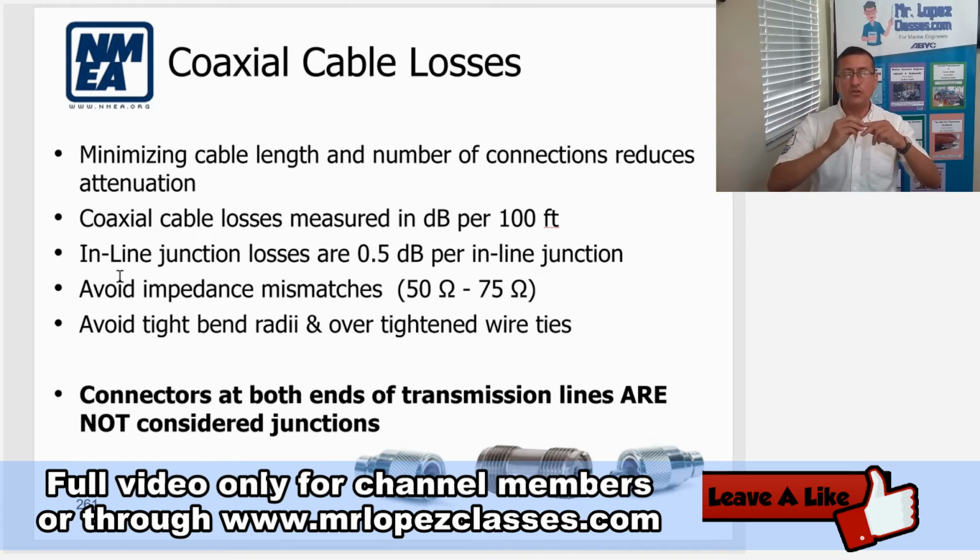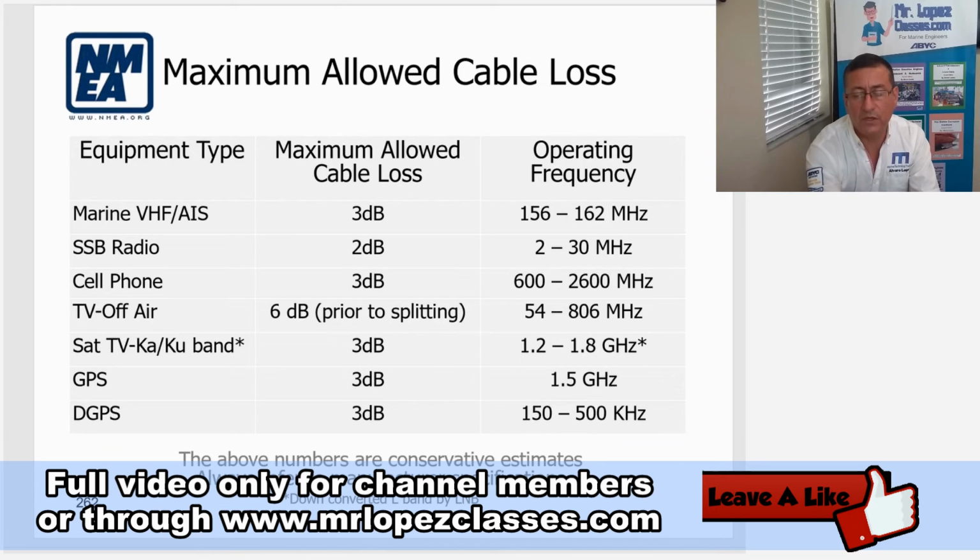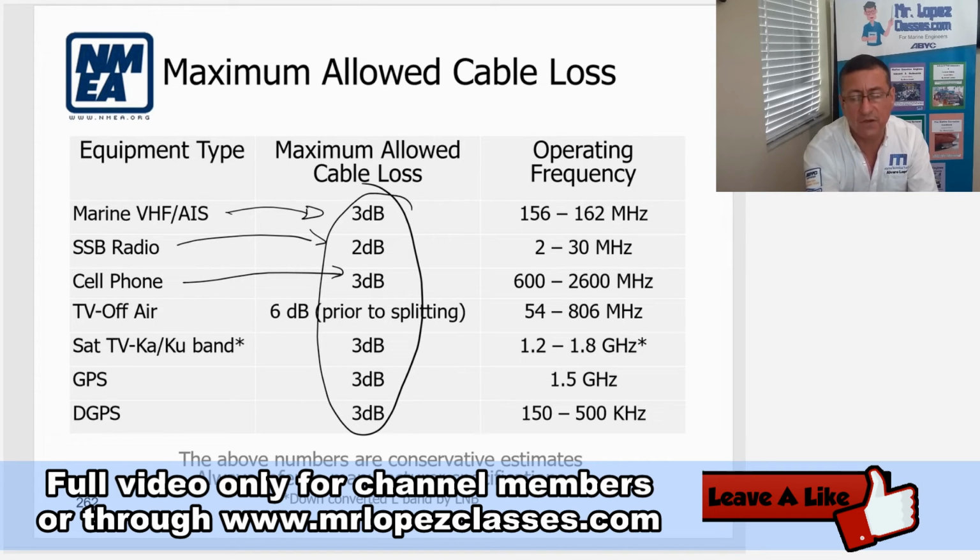In inline junctions, normally the loss is 0.5 decibels per junction. The impedances are 50 or 75 ohms, and try to avoid excessively tight bends or small radius on the cables, because you increase the loss. Here, for example, for marine VHF radio, normally it is 3 decibels. For single sideband radios it is 2 decibels. For cell phones, 3 decibels. In general, it is between 2 and 3 decibels, except for TV. TV is 6 decibels, the highest.